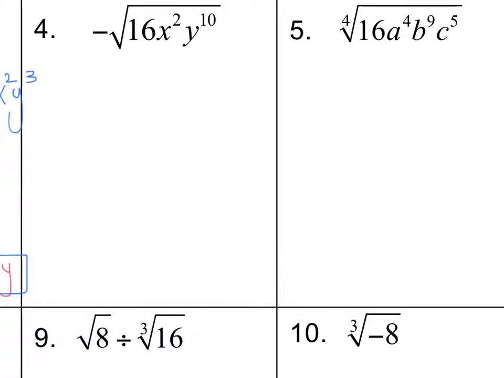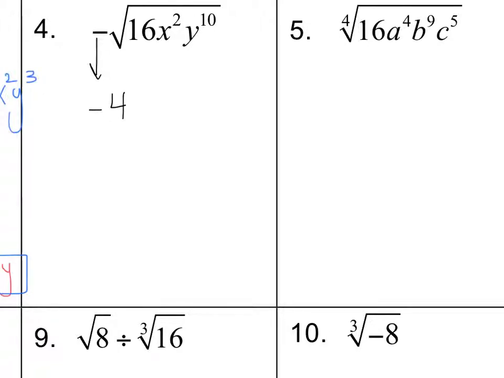Now let's move on to number 4. Negative square root of 16x to the 2nd, y to the 10th. Now you can do the same method of simplifying. Now you can think of the number on its own first. Square root of 16 is a 4, and remember you had a negative in front of the radical, so copy it down. And square root of 16 is a 4.